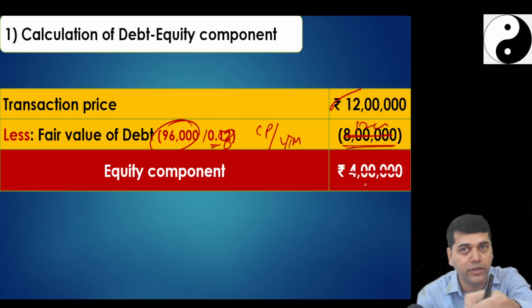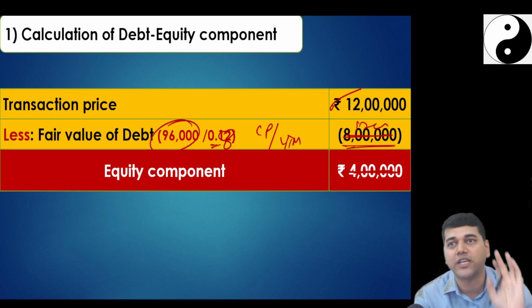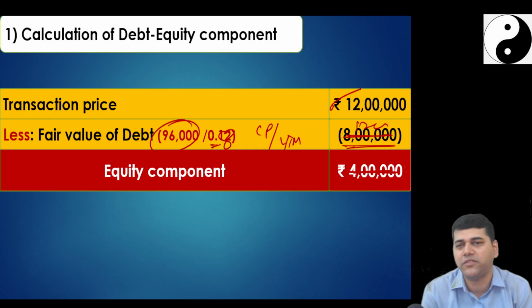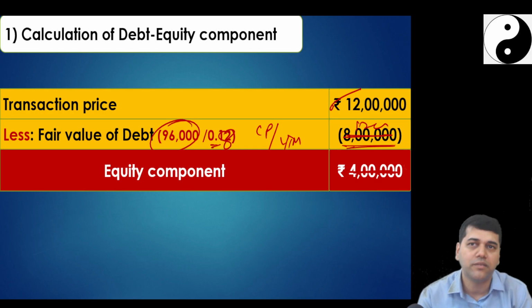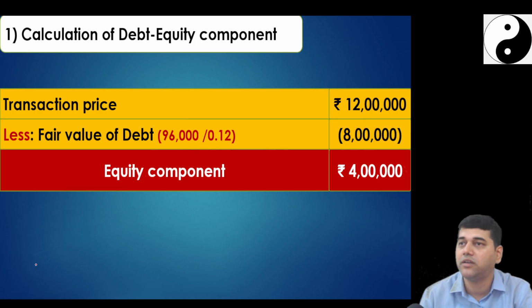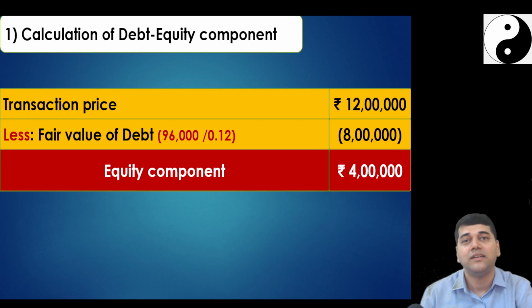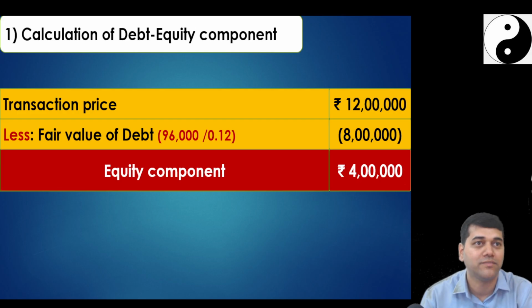What you are paid today is the present value of all the future cash flows. That means the entire value is your financial liability only. So, your equity component will be 4 lakh. Are you clear? And that is the benefit you got.